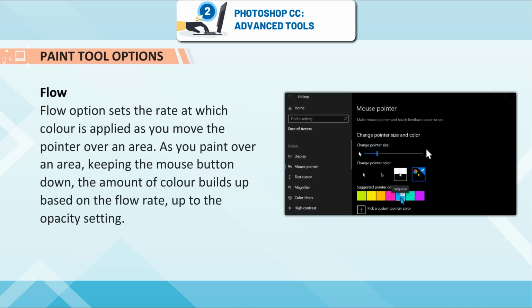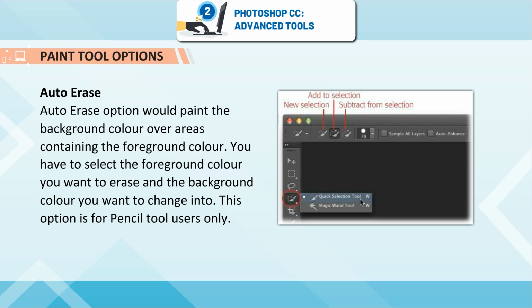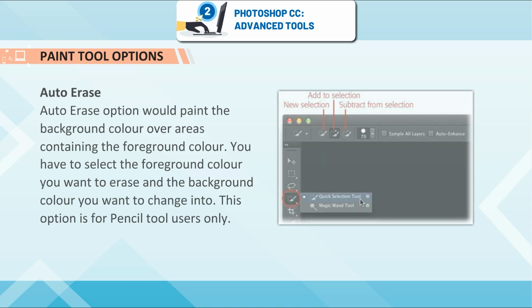Flow. Flow option sets the rate at which color is applied as you move the pointer over an area. As you paint over an area, keeping the mouse button down, the amount of color builds up based on the flow rate up to the opacity setting. Auto erase. Auto erase option would paint the background color over areas containing the foreground color. You have to select the foreground color you want to erase and the background color you want to change into. This option is for pencil tool users only.